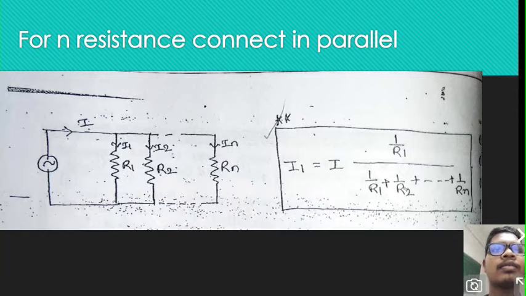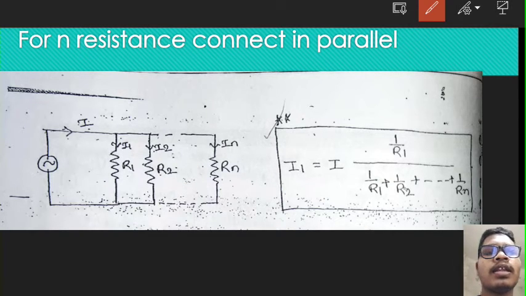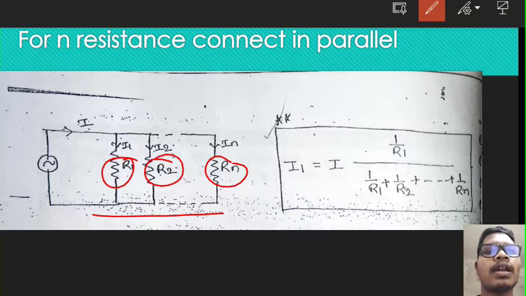Now see, for n resistances connected in parallel, so here is another case, there are resistances R1, R2 and n number of resistances connected in a parallel manner.